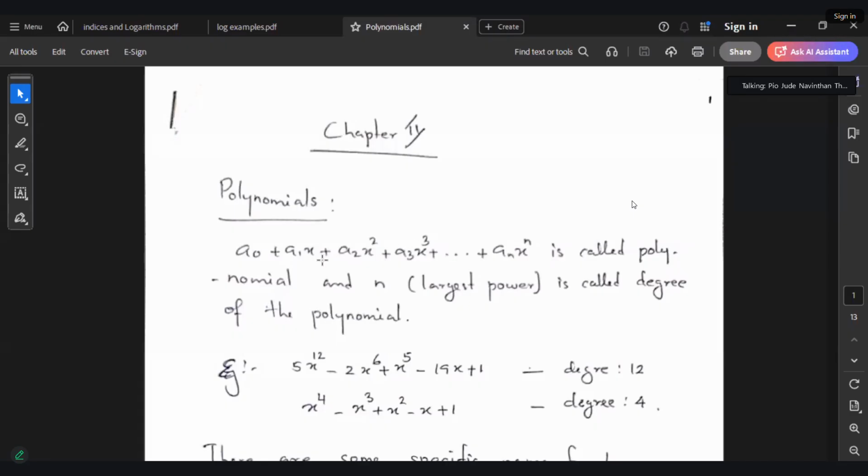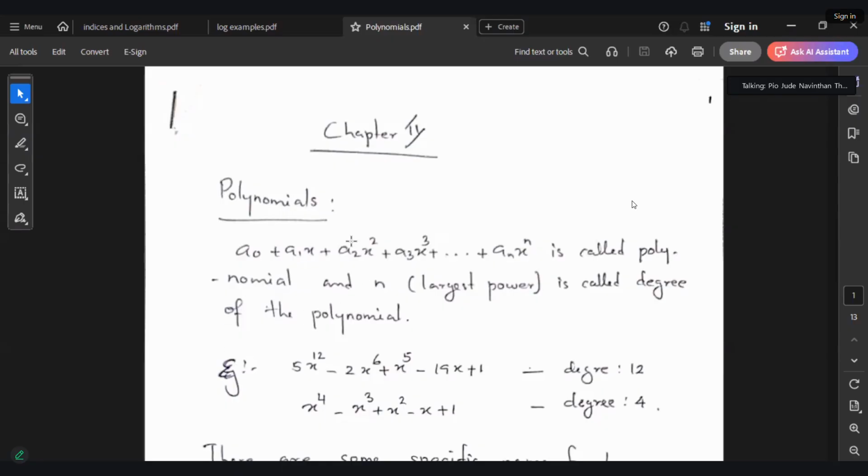So if you see this series, a0, a1, a2, a3 up to an, those are the numbers, constants, right? It may be a positive value, it may be a negative value, it may even be equal to 0. Somewhere if a1 is equal to 0, that means 0 into x, so that x component will not be there. I will come to that point later.